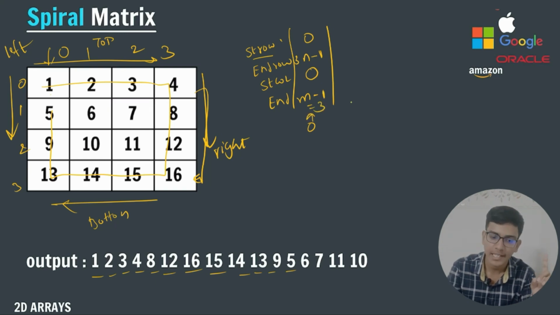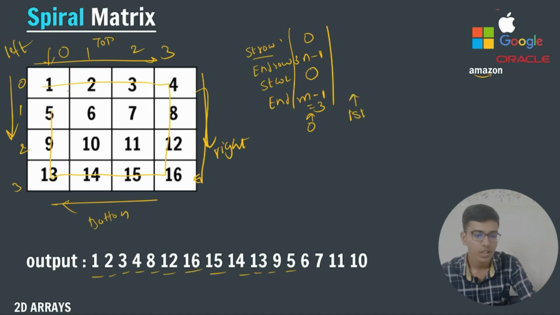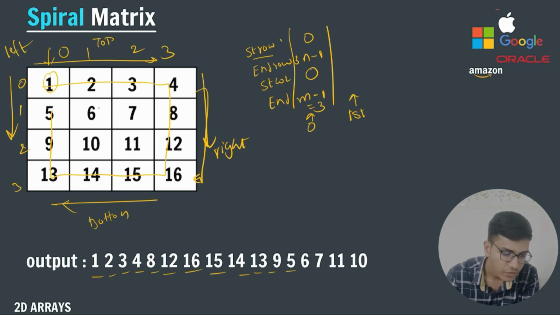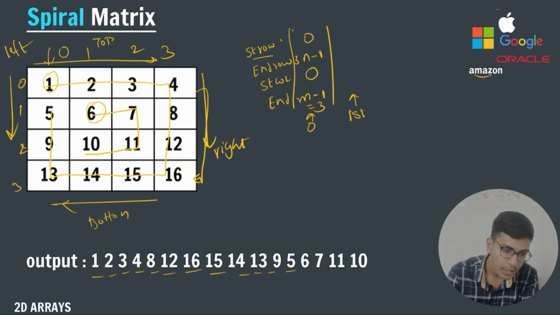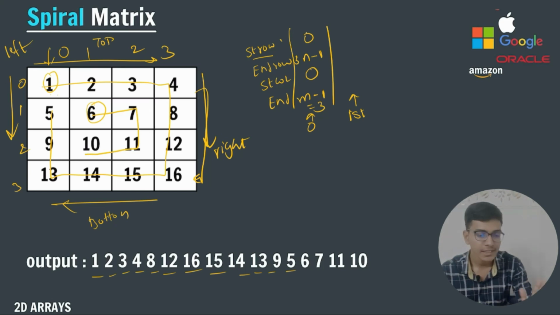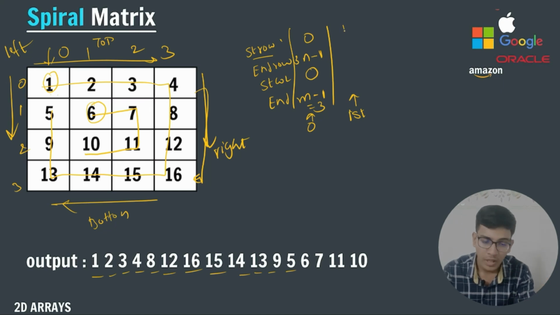This is my first iteration. After that, in the second iteration, what I am doing is increasing the value of the start, so this is my starting, right? After completing one spiral, I am printing 6. So in the second iteration it starts from 6, 7, 11, 10. So my starting index will be pushed by 1, that is start plus plus. So my starting row will become 1 and starting column will become 1.